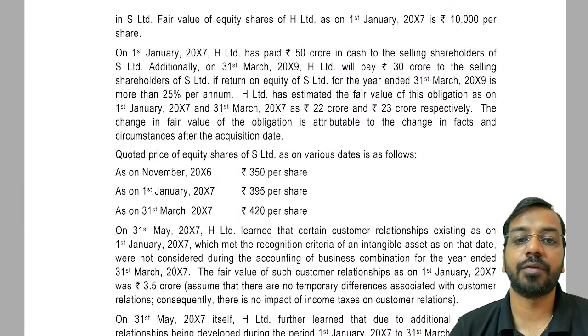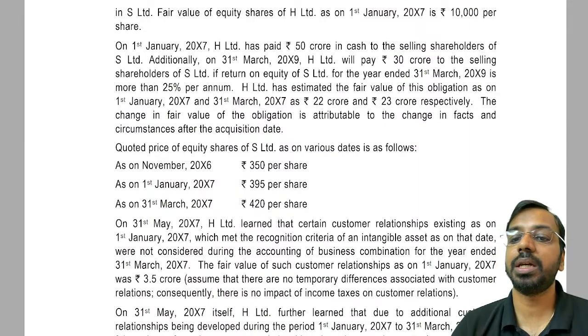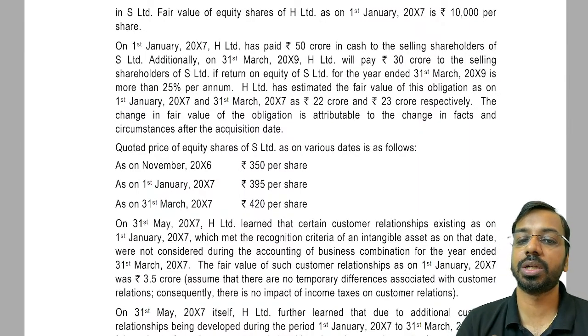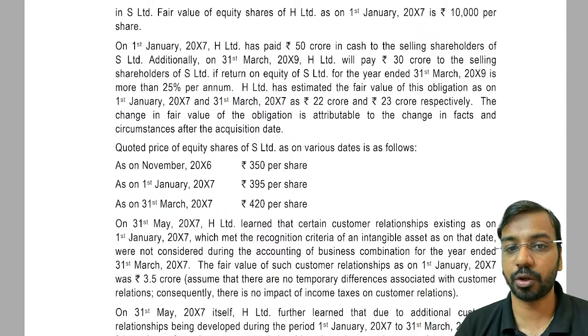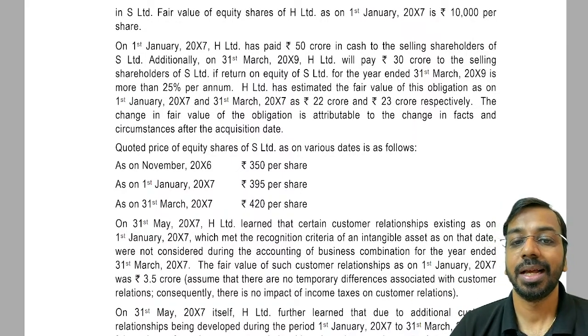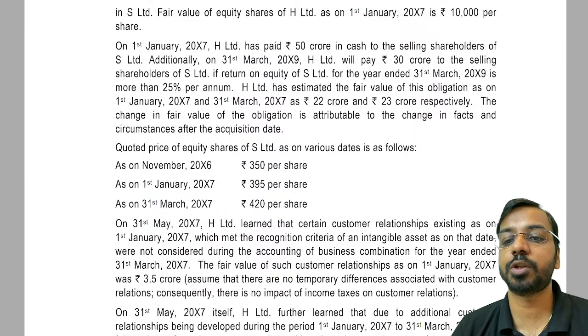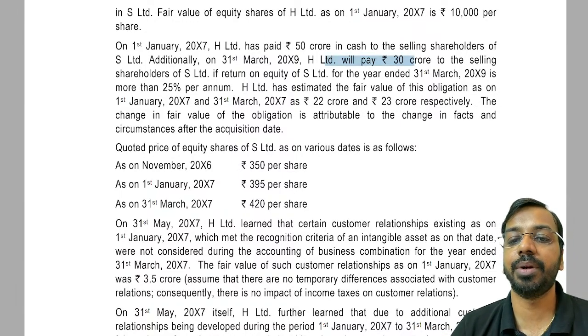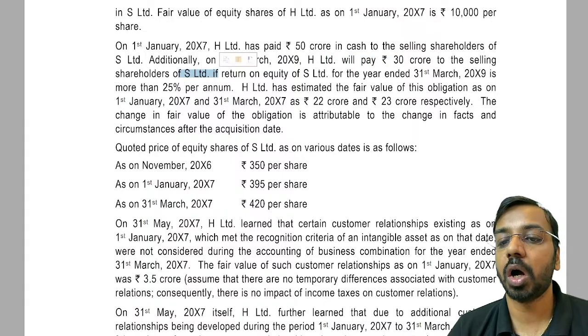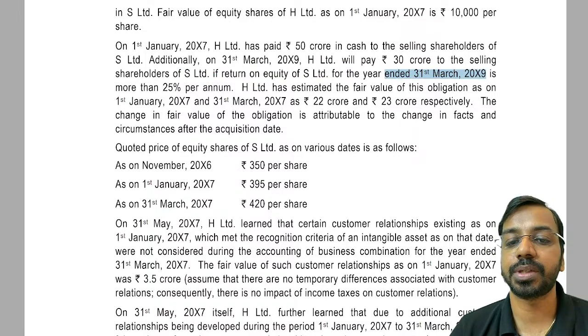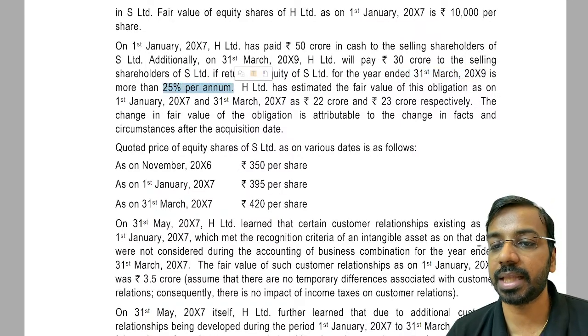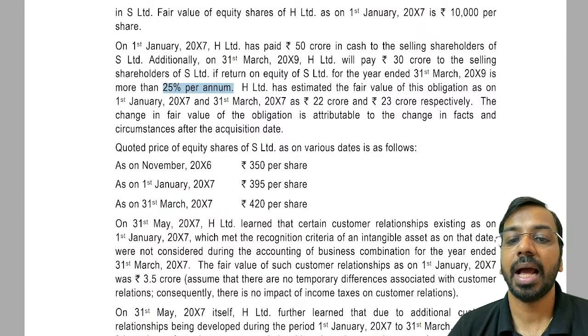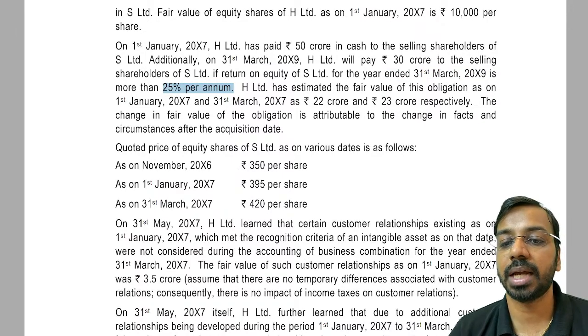On 1st of January of year 7, H Limited has paid 50 crores in cash to the selling shareholders of S Limited. So cash is paid 50 crores, shares issued, and additionally on 31st March, S Limited will pay 30 crores to the selling shareholders of S Limited if return on equity of S Limited for the year ended 31st March year 9 is more than 25% per annum. H Limited has estimated the fair value of this obligation as on 1st of January and 31st March as 22 crores and 23 crores respectively.